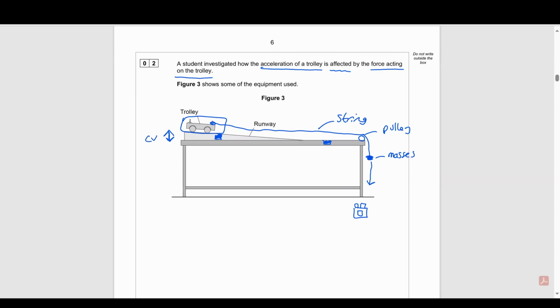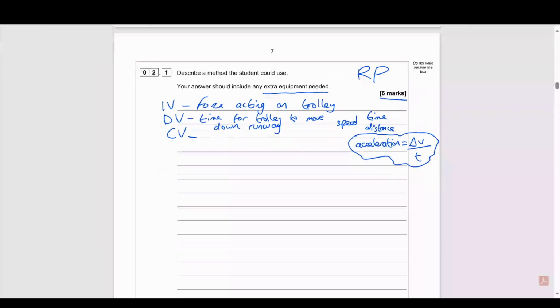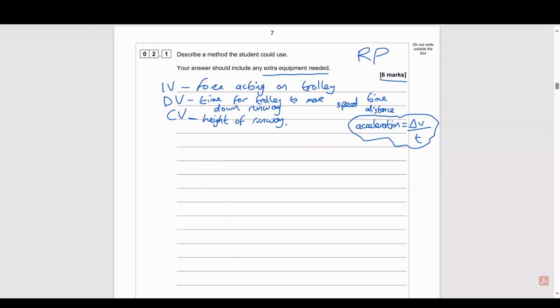Remember that the mass of the trolley itself is something that we want to keep the same. But also the material that the runway is made from. Because remember that the runway is what the wheels of the trolley are going to move along. If we start making the runway smooth or start making the runway rough, that could cause the trolley to have a different speed as it moves down the runway. So we want to make sure that we keep that the same. So the height of the runway and the surface material of the runway.